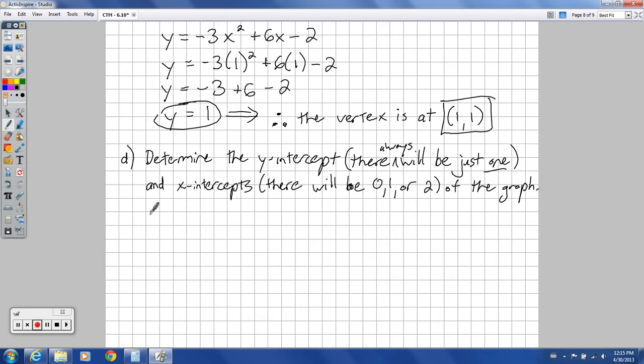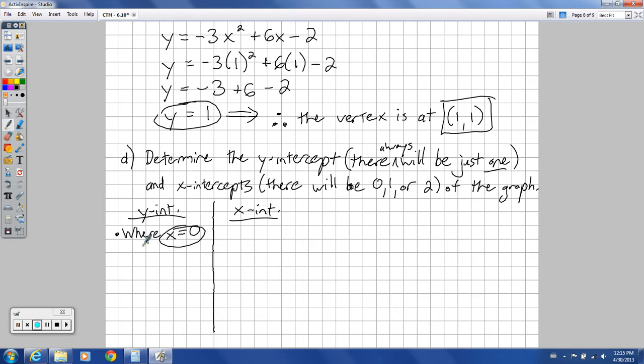And so let's figure out the y-intercept. It's going to be a lot less work than the x-intercepts. So the y-intercept first, let's start with that. We'll put the x-intercept over here. Just like we learned in a previous lesson, the y-intercept is where the x value equals 0.